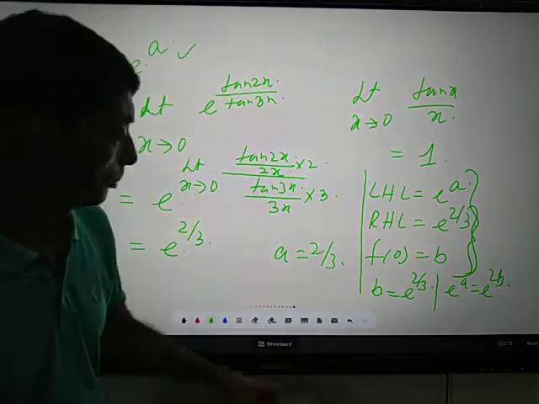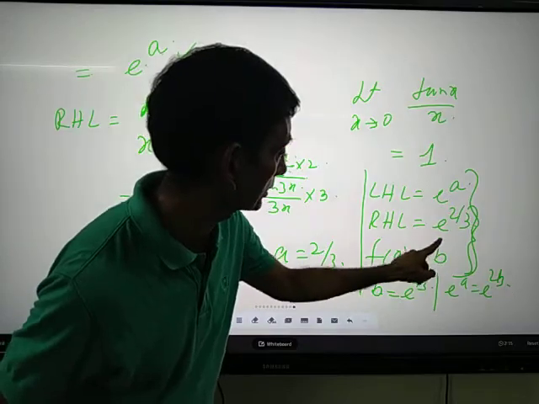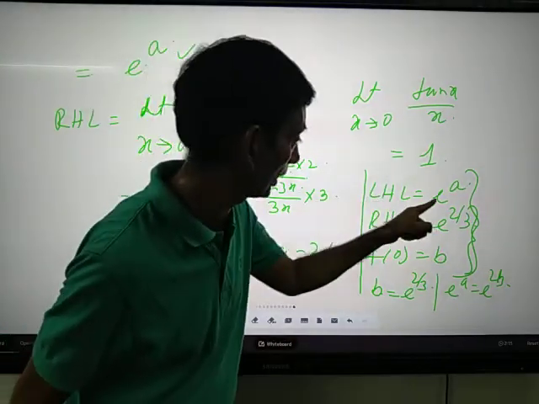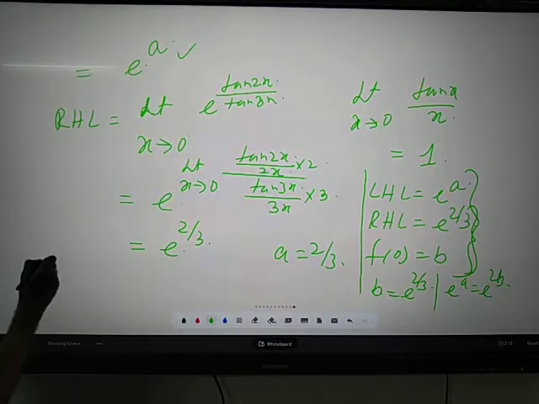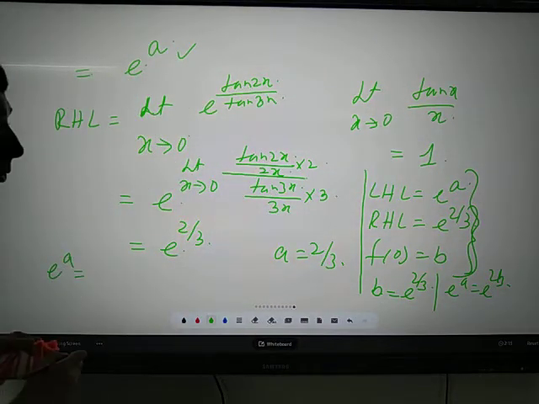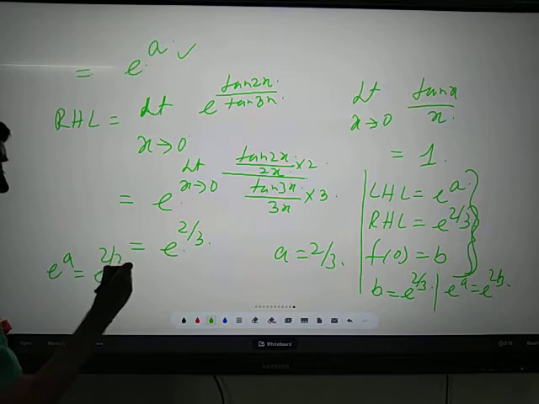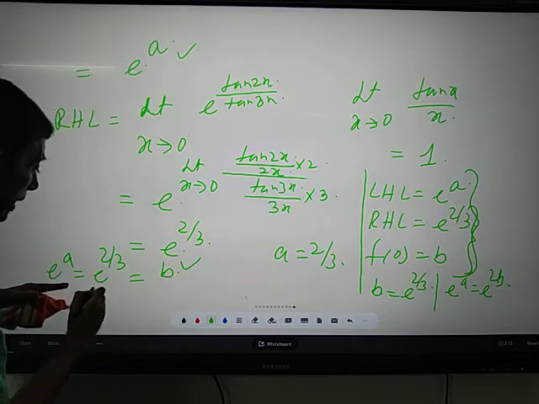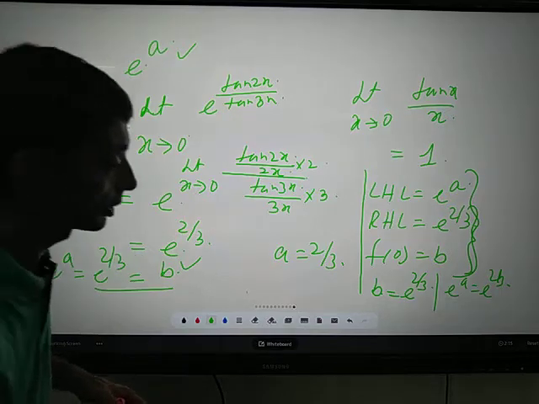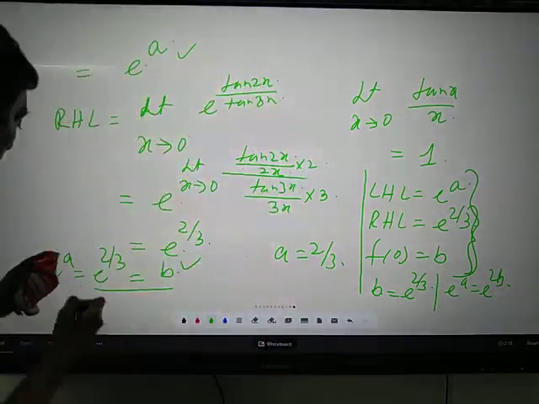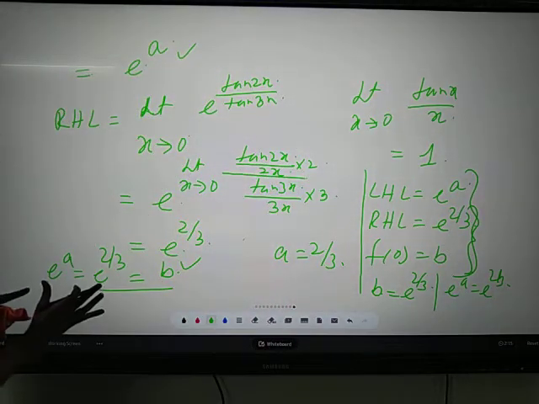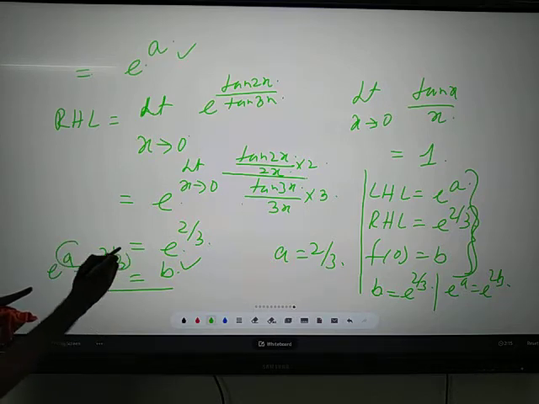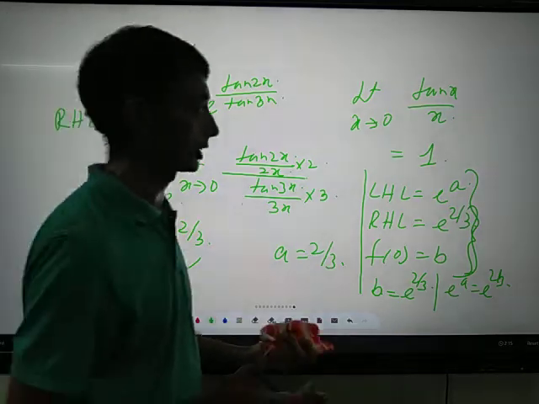Because if the function is continuous at x equal to 0, this value e to the power a should be equal to e to the power 2 by 3, which should be equal to b. So for the value of b, we compare: b is equal to e to the power 2 by 3. And for the value of a, we compare e to the power a equal to e to the power 2 by 3, so a is equal to 2 by 3.